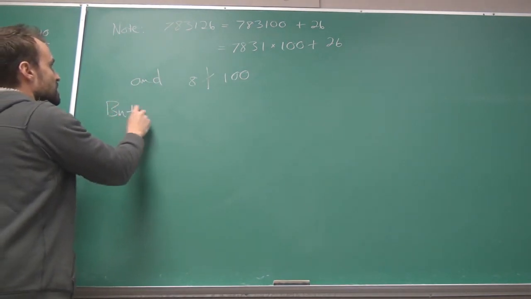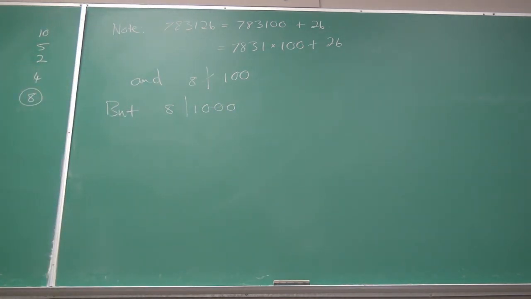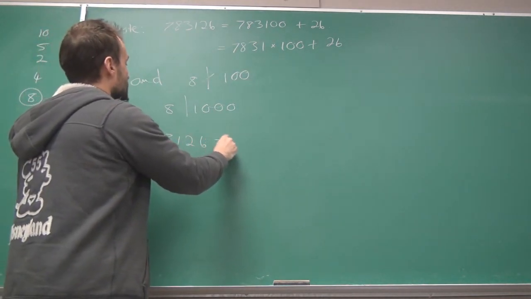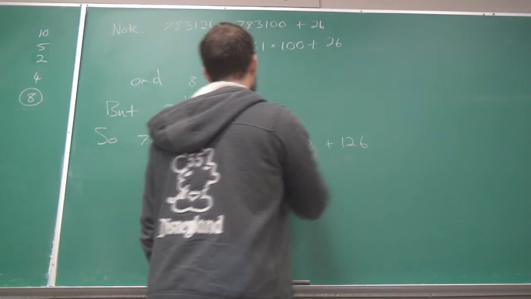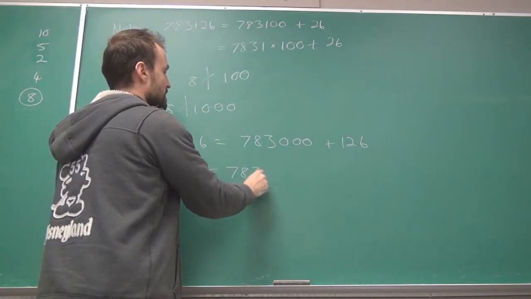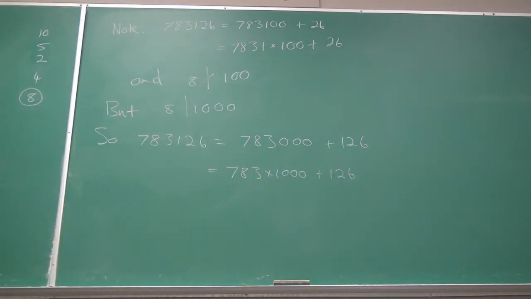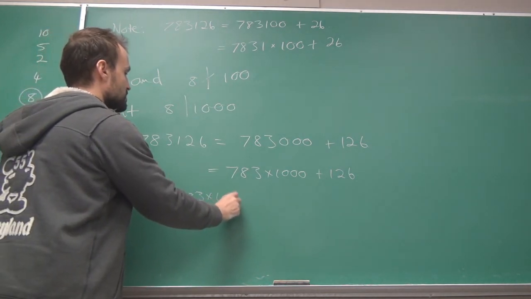But 8 does divide into 1,000. 8 times 125. So instead, let's take the 783126 and say 783000 plus 126. Because then I can say 783 times 1,000 plus 126, and we're back in business. Now, by the same argument as what we used for 4, 8 always goes into 1,000. So 8 would go into any multiple of 1,000.